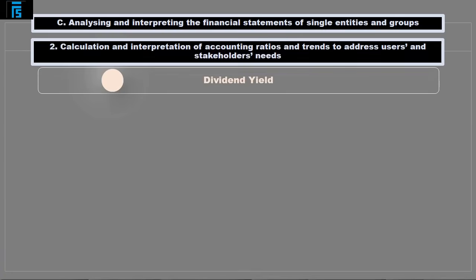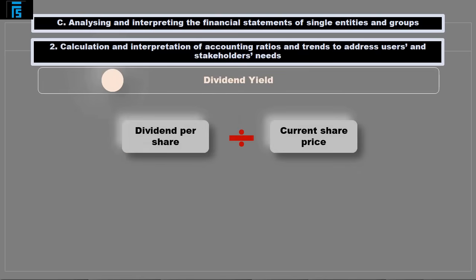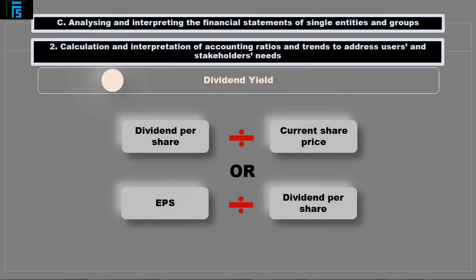Other investor ratios focus on a company's dividend distribution activities and include the dividend yield and dividend cover. The dividend yield may be calculated in two different ways. First, by dividing the level of dividend per share by the current share price, or by dividing EPS, that is earnings per share, by the amount of dividend per share.